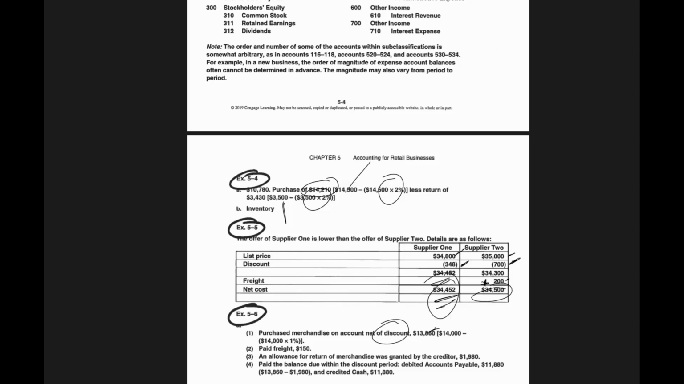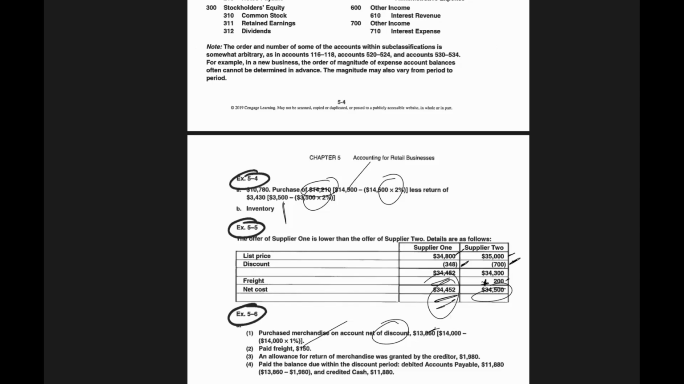Number 2, there's a debit to inventory for $150 and a credit to cash for $150. They paid it right away with cash. That would be for freight. Add the freight to the cost of the inventory. Number 3, accounts payable was debited for $19.80 and inventory was credited for $19.80. To me, that would sound like a return, an allowance for the return of merchandise.